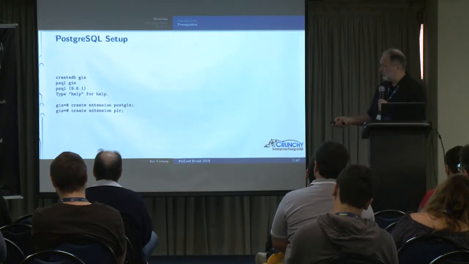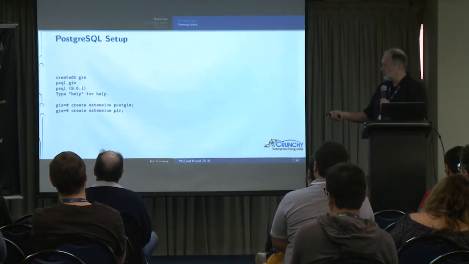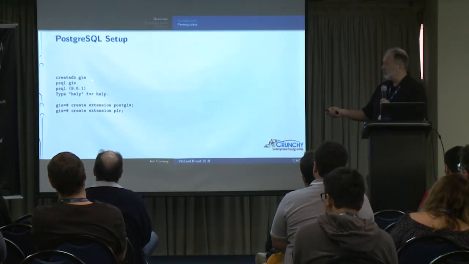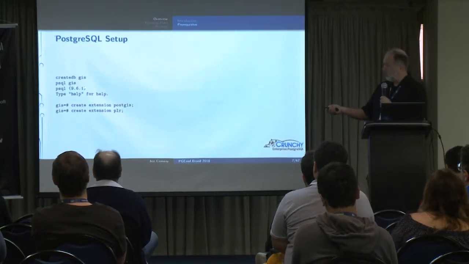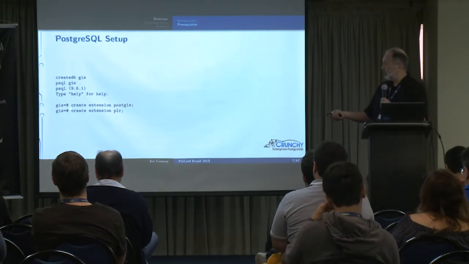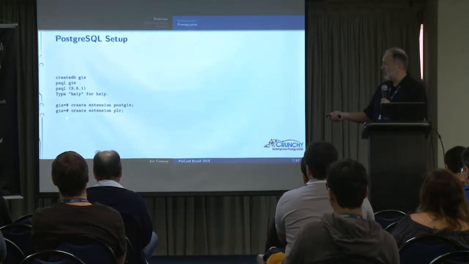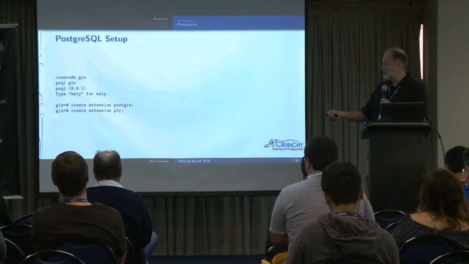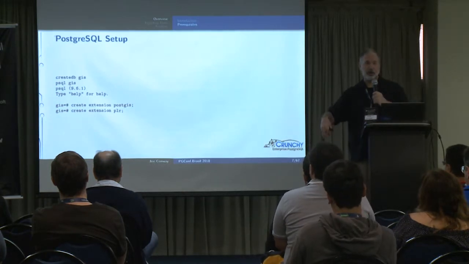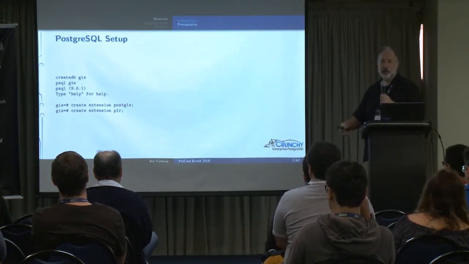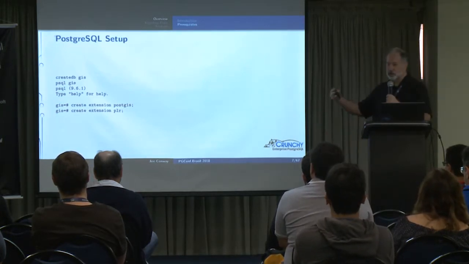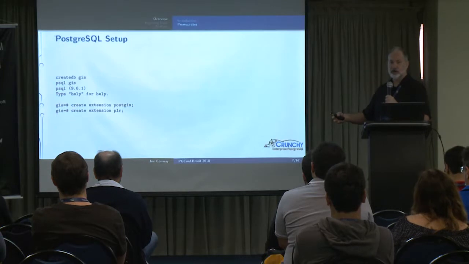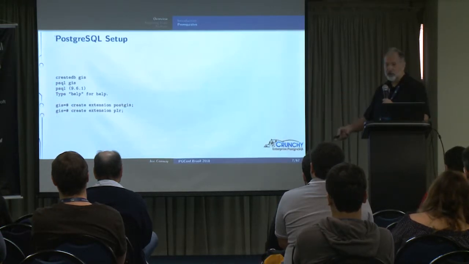So the commands, just briefly, in Postgres: I create a database called GIS, and then I use psql to open that database, and then I say create extension PostGIS, create extension PLR. Now these commands assume that the binaries are already on your system, either through RPMs or Debian packages, or you've done a source install. As long as the binaries are where Postgres knows to look for things like that, these commands should work fine.